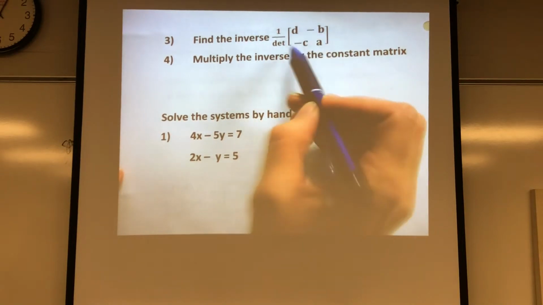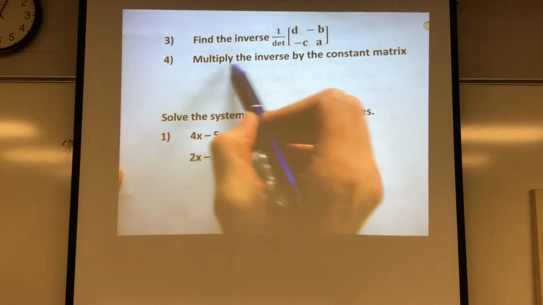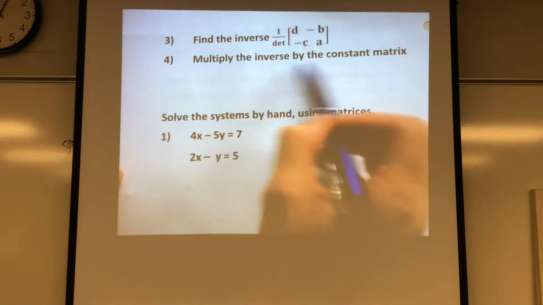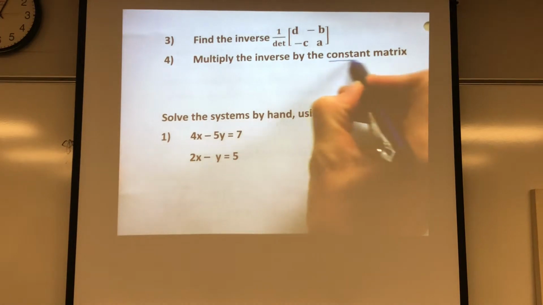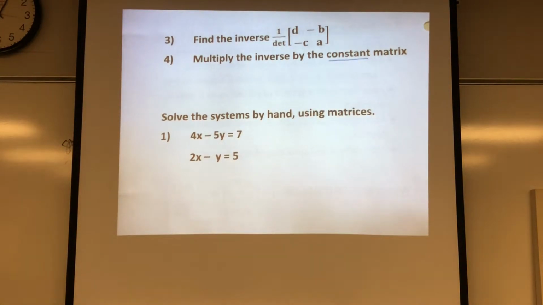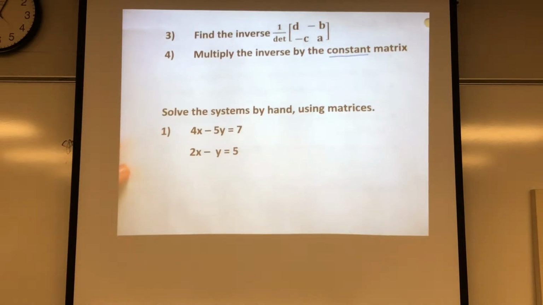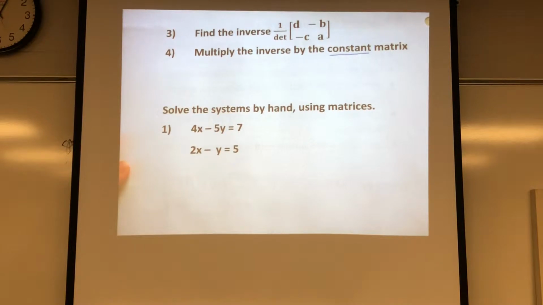Then we take that answer and we do step 4. So we multiply the inverse, which is what we just found, by the constant matrix. Constant is different than coefficient. Constant is what your system is equal to, the numbers that don't have variables with them. Let's take a look at number 1. We can walk ourselves through those steps.